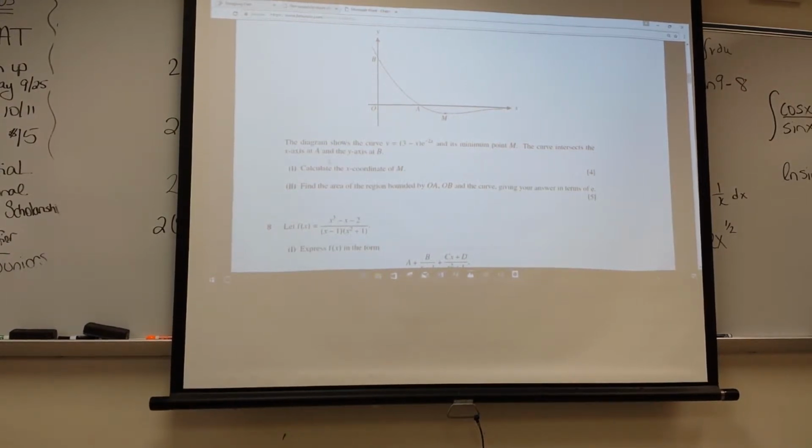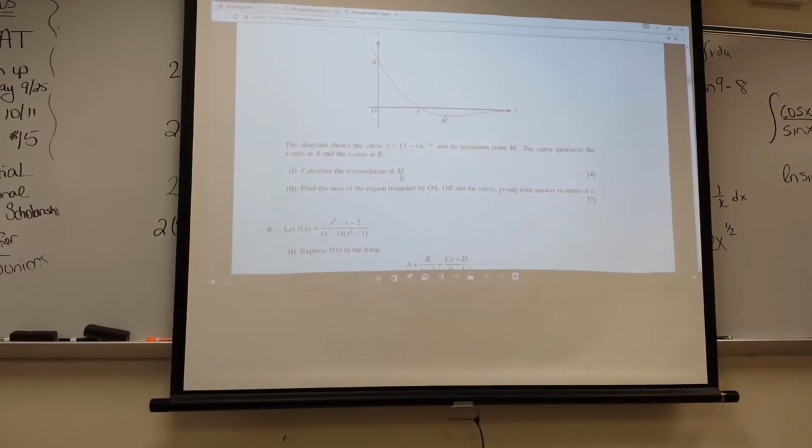So this first part says calculate the coordinates of M. What would we have to do with this? Take its derivative. The reason I wanted to talk about this is that on this test we're practicing derivatives and integrals, not applying them, but just doing them. Think about what we've learned the last couple weeks. We should know how to take a derivative of this. You'd have to use product rule.